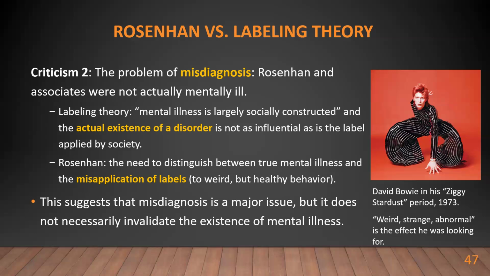And here you can have a picture, for instance, of David Bowie in his Ziggy Stardust period, the same year of 1973, where strange, abnormal, and weird is what he was looking for. He would be classified by Scheff and his colleagues as someone who belongs in a psychiatric institution because he wears weird clothing, he has red hair, and he has this androgynous look. It's not clear whether he's a man, a woman, what. So this suggests that misdiagnosis is a major issue, but it does not necessarily invalidate the existence of mental illness.